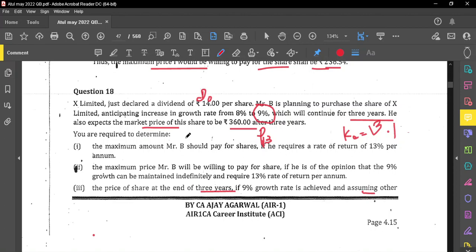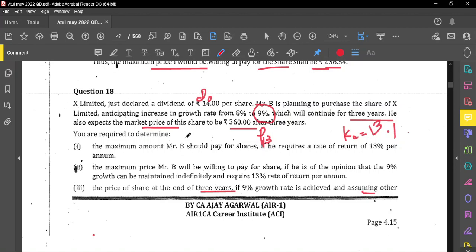Second question is the maximum price Mr. B will be willing to pay for the share if he has the option that the 9% growth can be maintained indefinitely and requires the 13% rate of return per annum. Means now the growth rate was said to continue only 3 years. If it grows constantly, means constant every year 9% growth, we can apply the Gordon's formula itself. If it is constant growth only, we can apply the Gordon's formula. So we can identify at the end of year 1 onwards the constant growth is 9%.